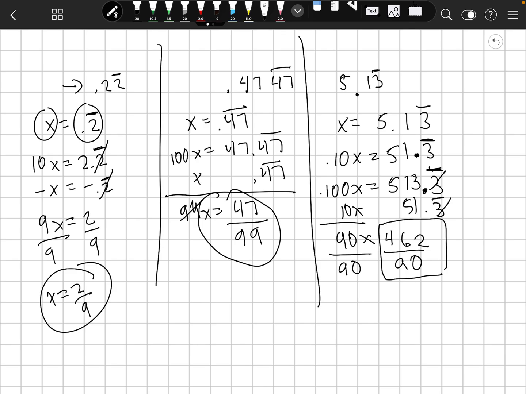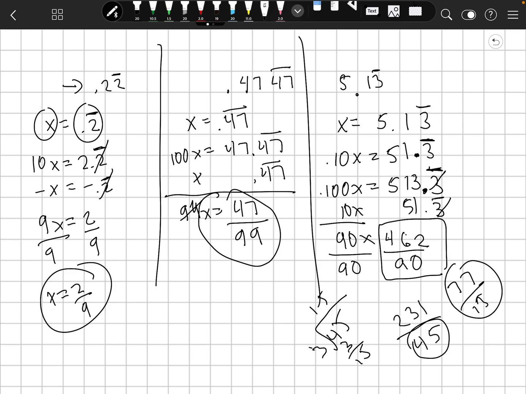Notice they both end in even numbers, so you could halve both sides. This would be 231, and this would be 45. They also have a factor of 3 in there, so you could divide both things by 3. 3 goes into 23 7 times, 2 left over, and 3 goes into 21 7 times, so I believe that's 77. And take a factor of 3 out of this. 3 goes into 45 fifteen times. So 77 over 15. Same thing as 5.13 repeating.